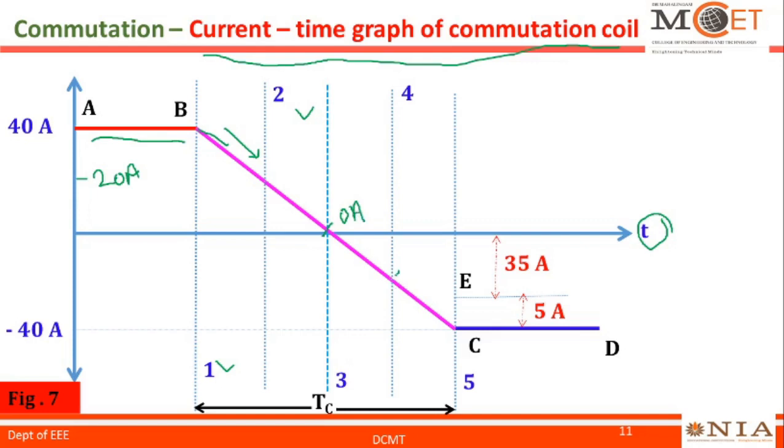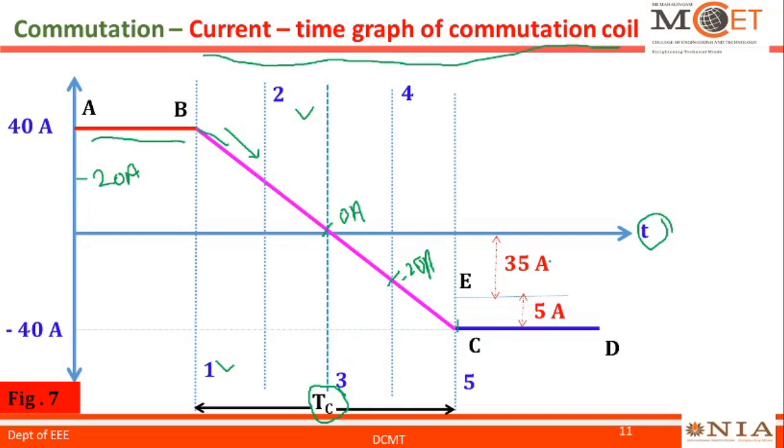And at instant 4, again it reduces to minus 20 ampere. Then at instant 5, it reaches 40 ampere. At C and D, it maintains the 40 ampere value. And look, the change happens very smoothly from 40 ampere to 20 ampere, 0, minus 20 ampere, minus 40 ampere. This process of smooth commutation is called linear commutation, and time Tc is the commutation time interval, or simply the commutation time.